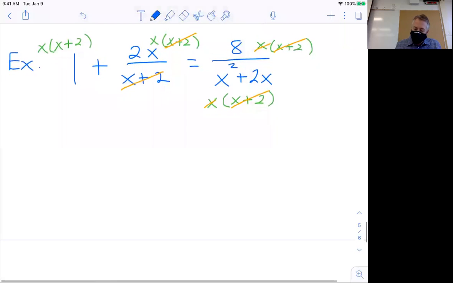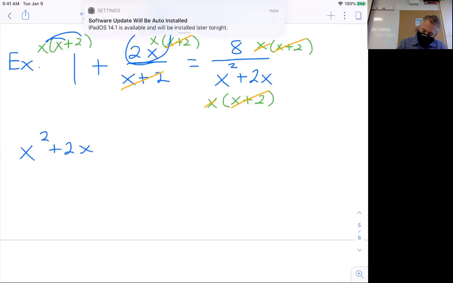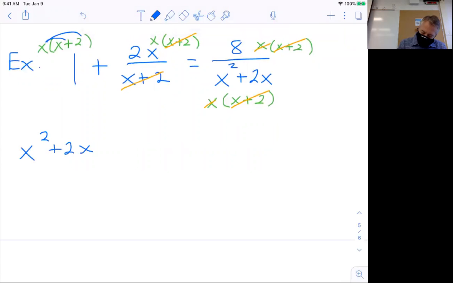So in our next line then, nothing canceled over here. So I have x squared plus 2x. I just distributed that. Here I have 2x squared, so plus 2x squared. And that's going to equal 8.